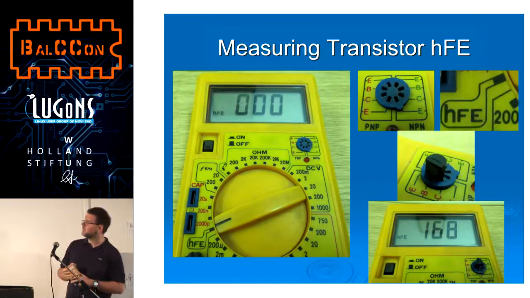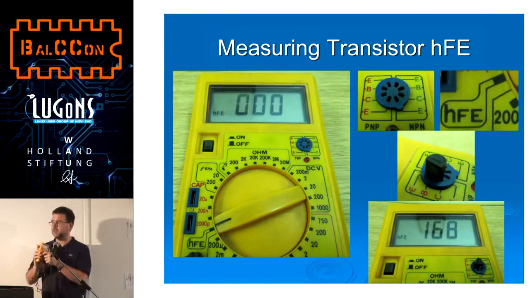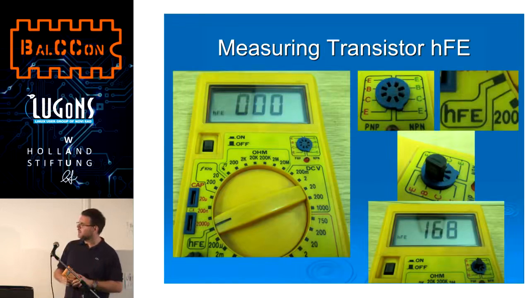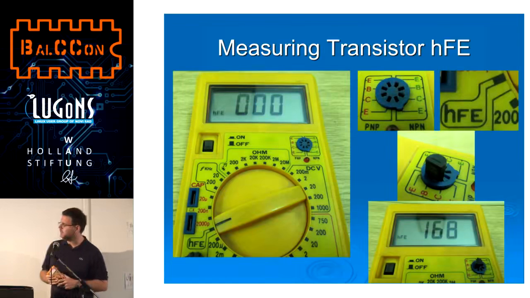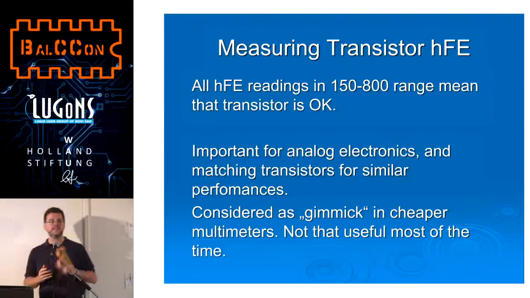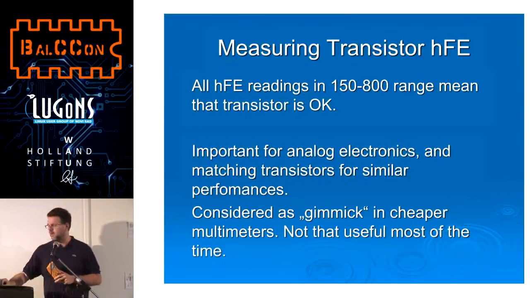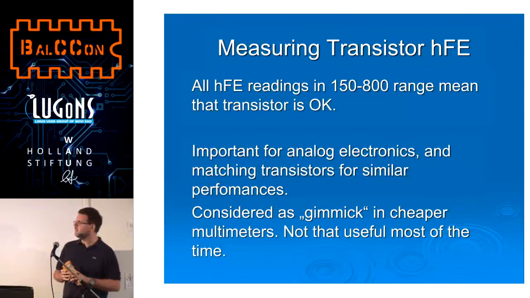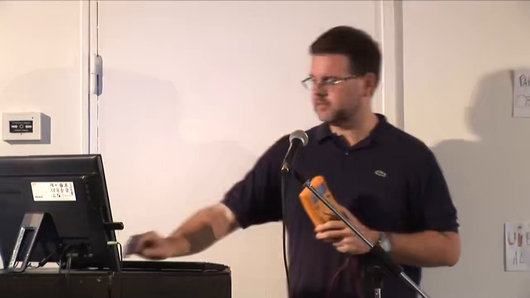You see that slot for the transistor. Change the dial to hFE. There's a small transistor in it, and it reads 168. That's the amplification factor of this transistor. Anything between 150 and 800 means that the transistor is okay. And to most of you, it won't mean anything other than that it's not a burned transistor, that it's actually working okay.